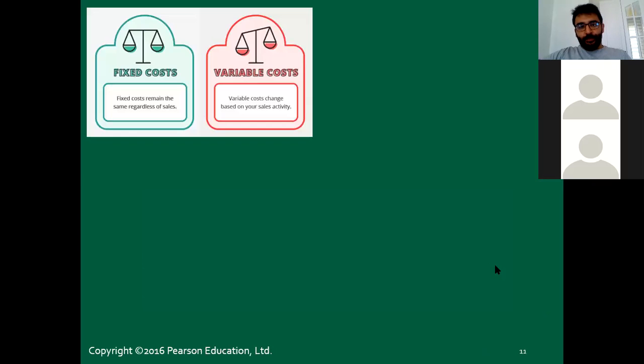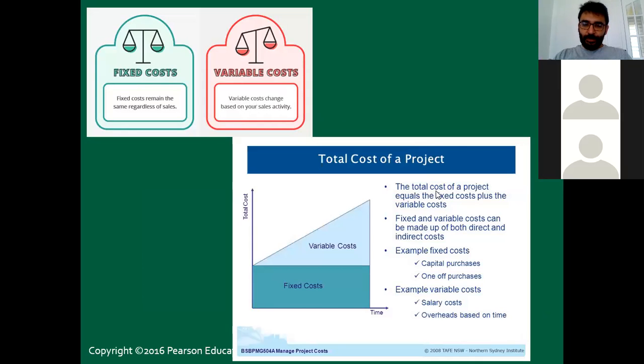So, what about fixed and variable costs? Fixed costs remain the same regardless of the sales. Variable costs change based on your sales activity. For example, the total cost of a project equals the fixed cost plus variable costs. Okay?